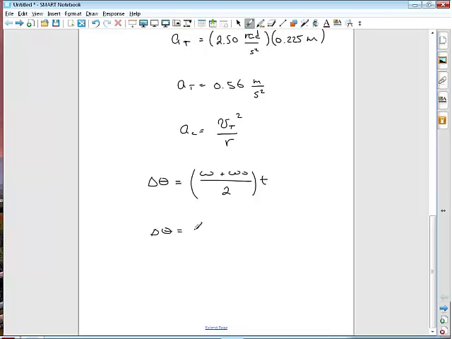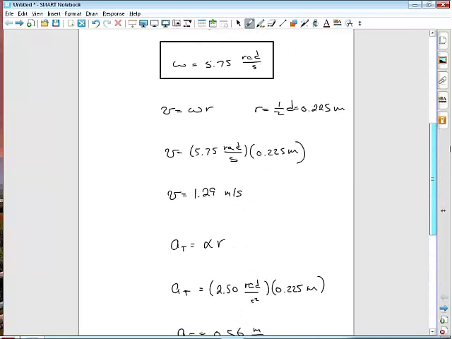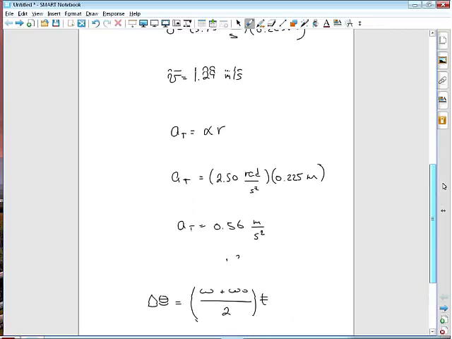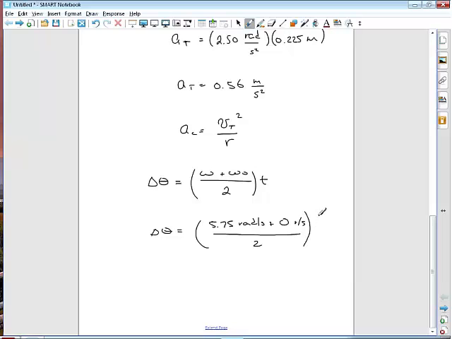So delta theta is equal to omega, which was, let's go back up here, somewhere, 5.75 radians per second plus omega 0, which is 0 radians per second, divided by 2 times time, which was, what was the time? 2.3 seconds. And the units will work out to be radians. So we have 5.75.